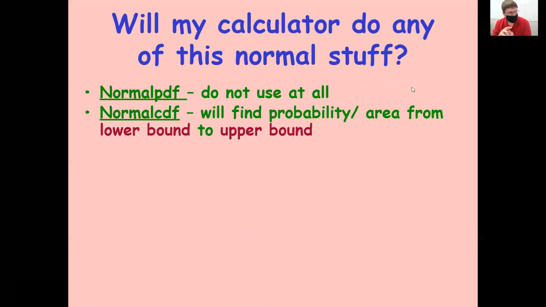All right, so if it's asking you a question like what percentage of batteries last less than this, or which percentage of people are taller than this, that's telling you I need to find probability. I'm going to use normal CDF. You're going to type in a lower and upper bound. I'll show you guys how to do this on the camera in just a second.